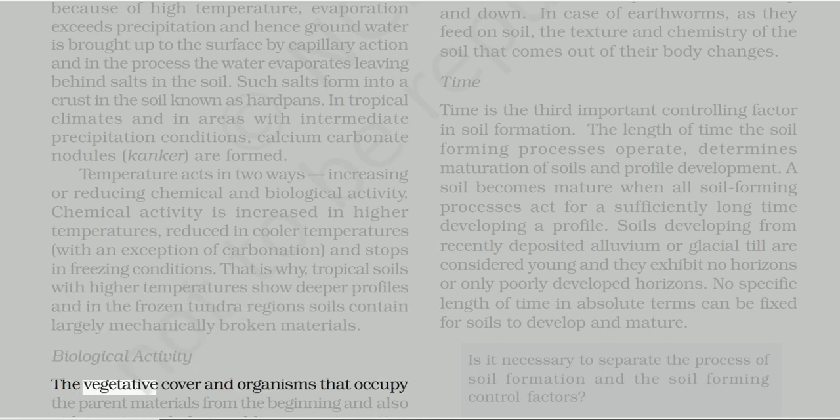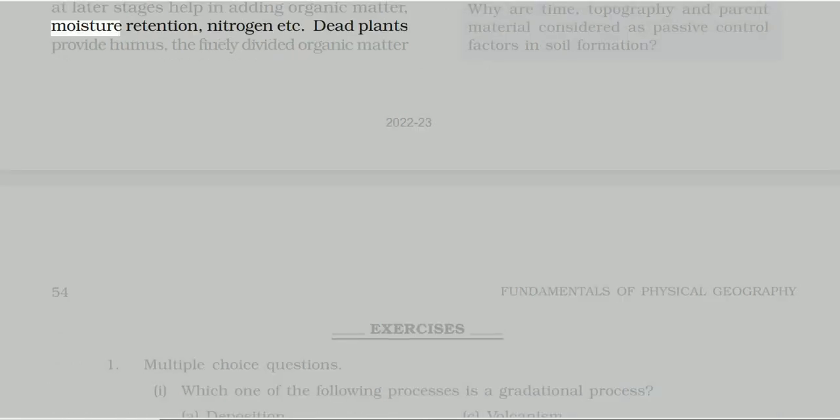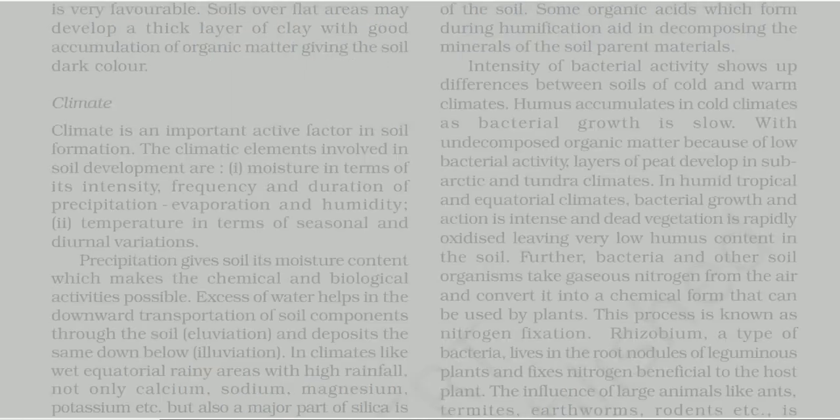The vegetative cover and organisms that occupy the parent materials from the beginning and also at later stages help in adding organic matter, moisture retention, nitrogen etc. Dead plants provide humus, the finely divided organic matter of the soil. Some organic acids which form during humification aid in decomposing the minerals of the soil parent materials. Intensity of bacterial activity shows up differences between soils of cold and warm climates.